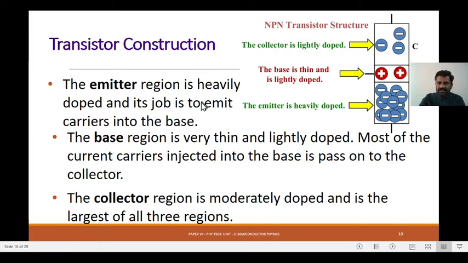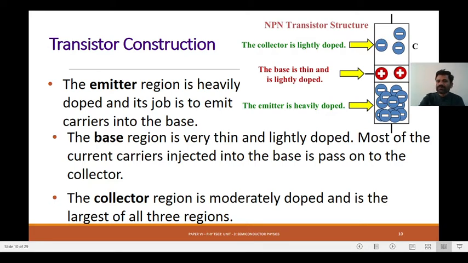So the emitter is heavily doped, and its job is to impinge the carriers into the base region. It gives a huge amount of charge carriers. Whatever current is coming from the collector is all given from this emitter. Hence it has to be heavily doped, and the base region is a very thin and lightly doped region, and most of the current carriers injected into the base region pass into the collector.